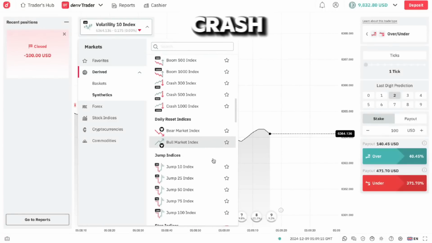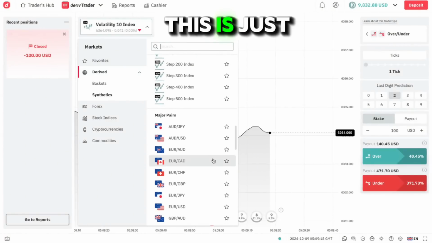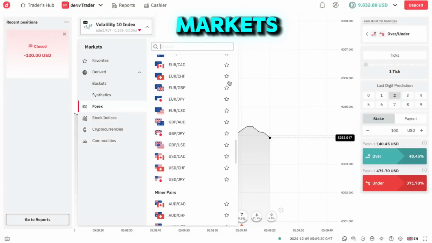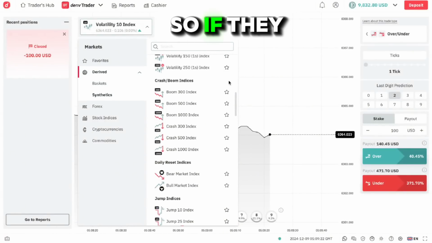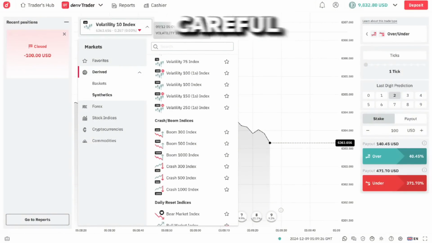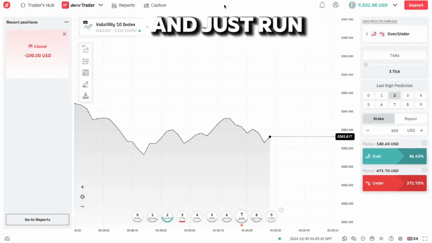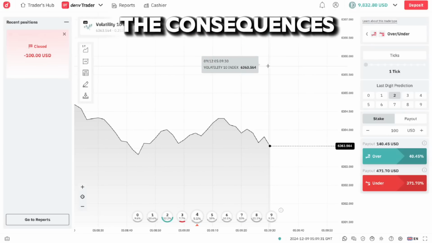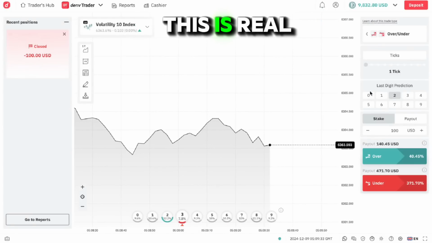And then we have the boom and crash. All that is just computer generated markets that Deriv controls. So if they want you to lose money, you're going to lose money. And if you're not careful and you just come in here and run things, you're going to face the consequences. And remember, this is real money.